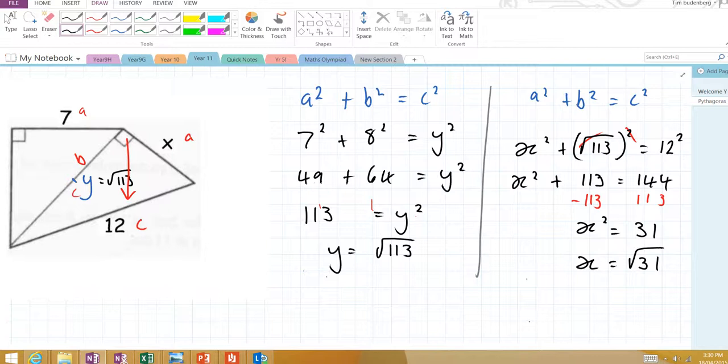But we don't need to. We just can leave it as a square root. It is the most accurate form to leave it in. If we had units in the problem, we could simply write that x is equal to root 31, for example, centimeters. If the problem specified that it needs to be to 2 decimal places or 3 decimal places, then by all means put root 31 into your calculator and round it off. Other than that, leave it as root 31.